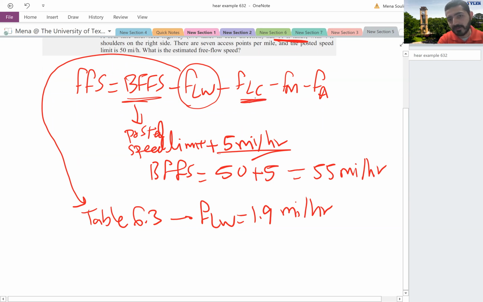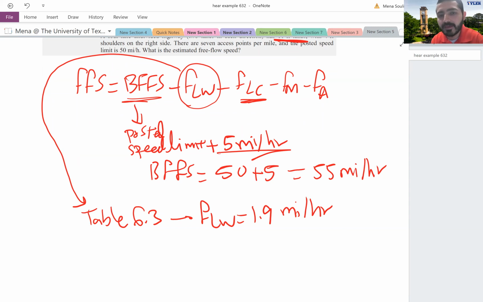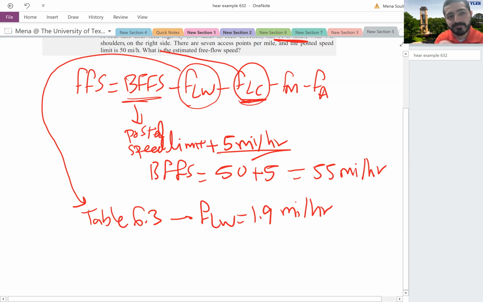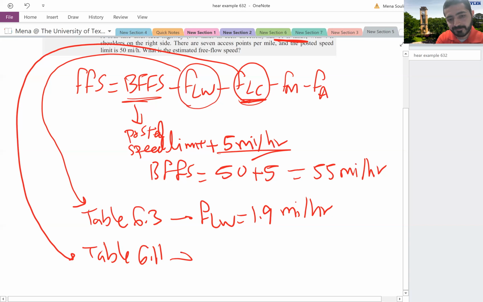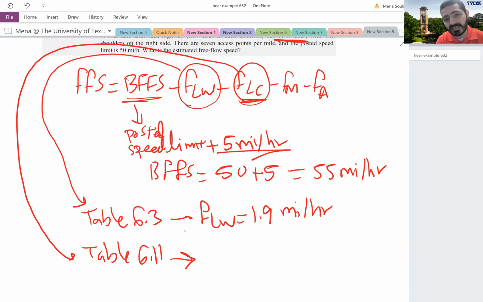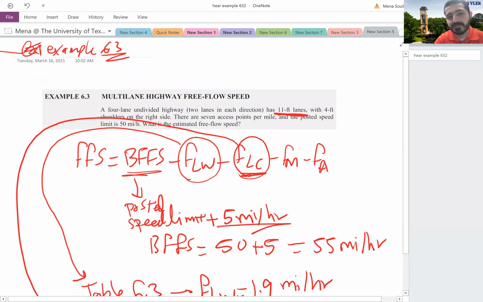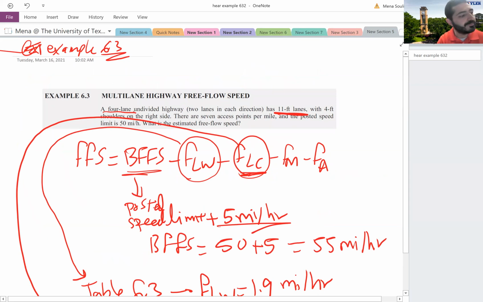All right. How about FLC? FLC is different because now this is for the lateral clearance for multi-lane highways. We're going to use a different table, table 6.11. For table 6.11, I hope you have it in front of you. It asks for the total lateral clearance, and whether it's a 4-lane highway or a 6-lane highway. For our case, as mentioned here, it's the 4-lane highway, so we're going to use the first column.